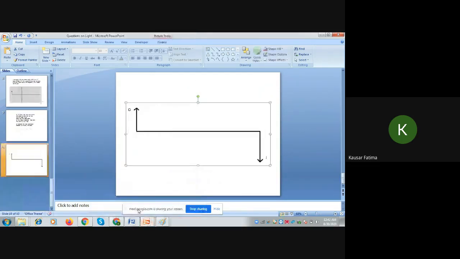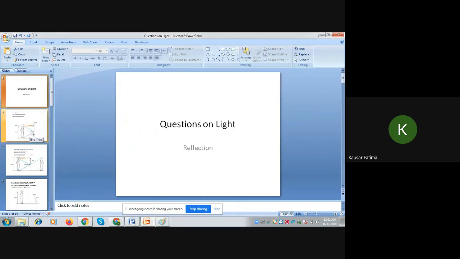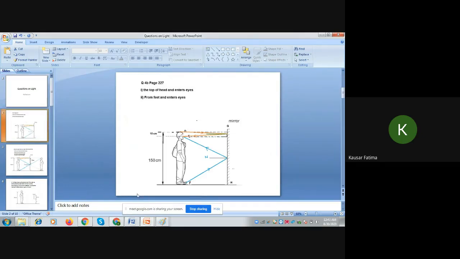Now let us start solving some questions. These are the questions on light. First one, here this is the question actually in your textbook. So I have written the page number and Charles Chu. This is 4B. Okay, there is a person who is standing in front of a plane mirror.